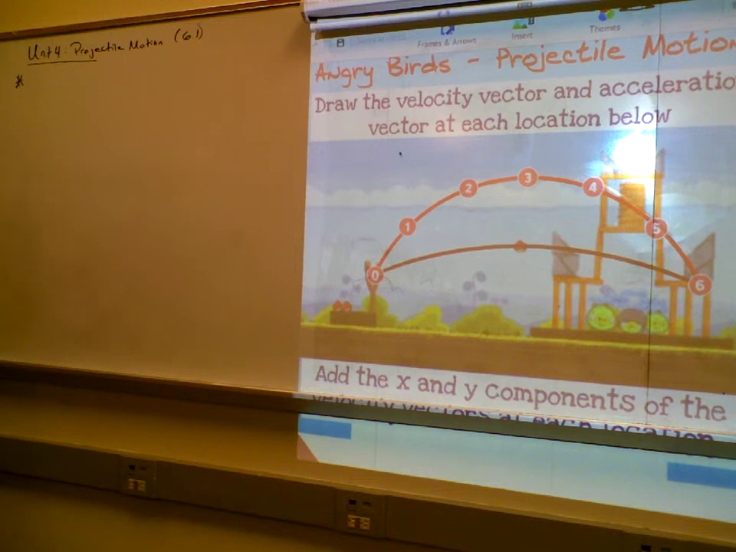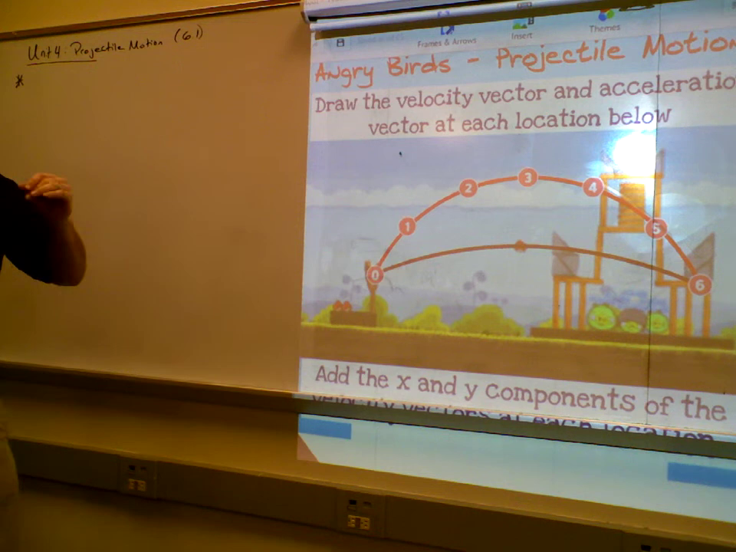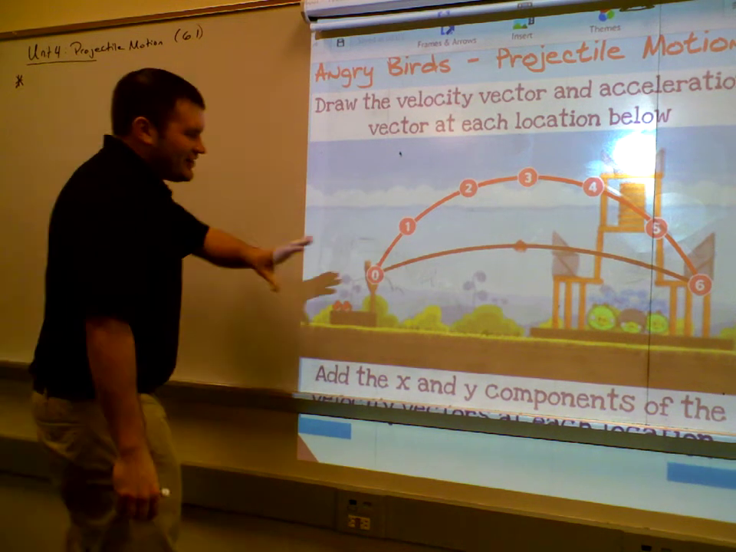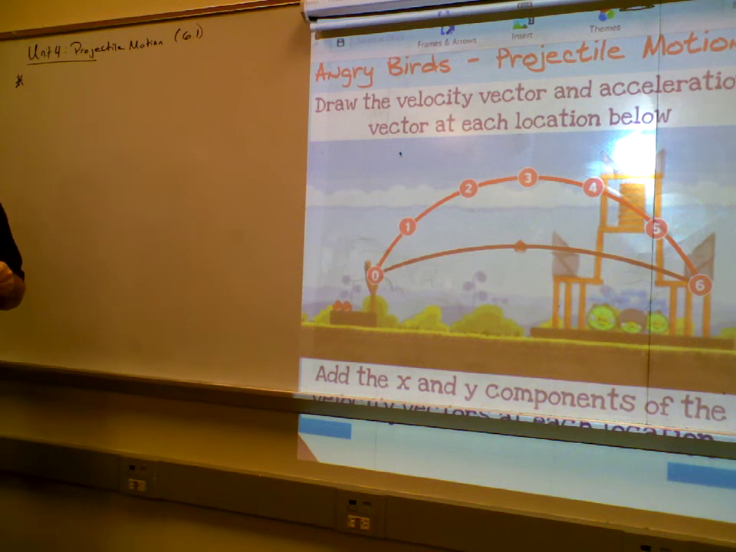All right. So, 0, 1, 2, 3, 4, 5, 6, 7. No, we started at 0, so there's 7 dots. So this is time 0 where we started. What's the direction of acceleration? Kyle, take your seat. Stop working on projectile motion with that piece of paper. All right? So, 0 through 6.